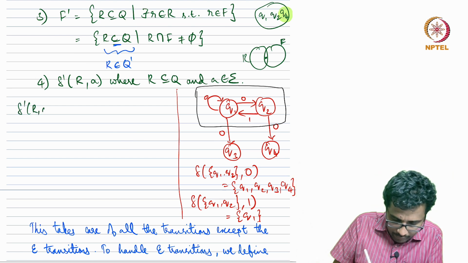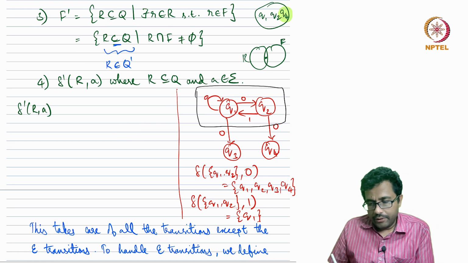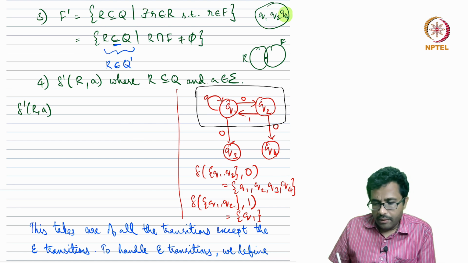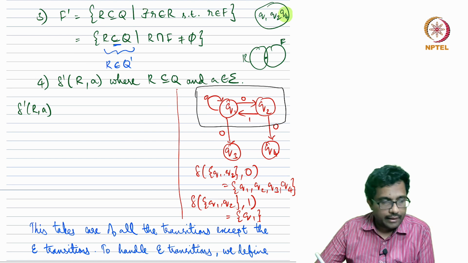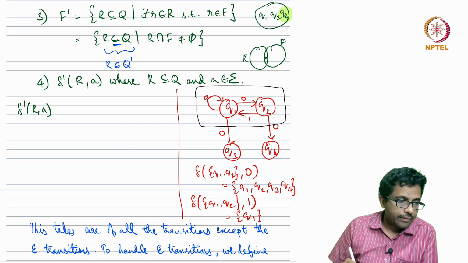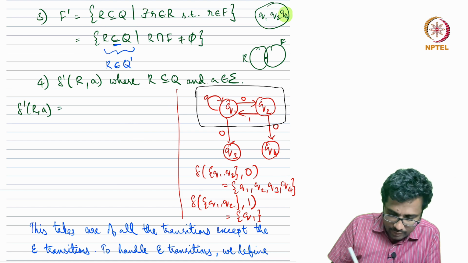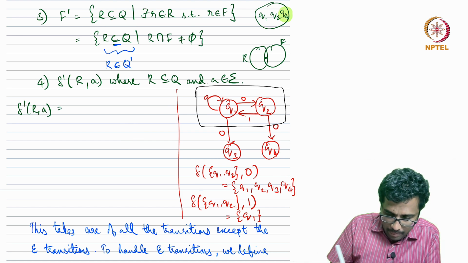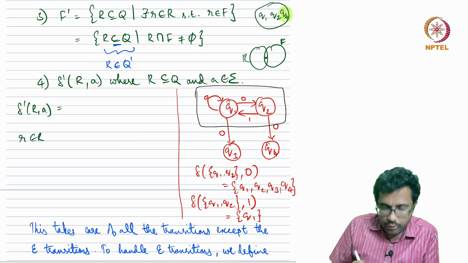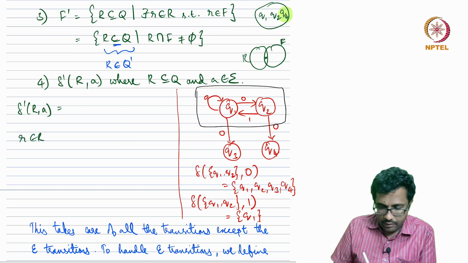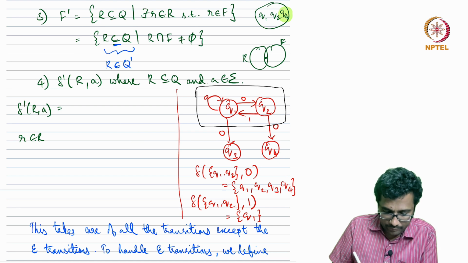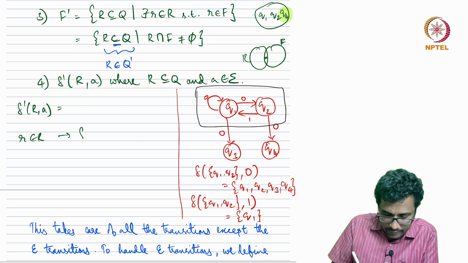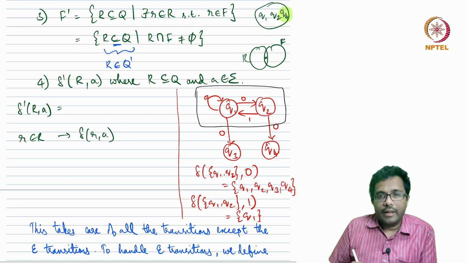Delta prime of R, A, right? So for each element of capital R, let's say small r is an element of capital R. Now you want to see where all you can go from small r if you see the symbol A. So in the NFA, that is given by delta of r comma A.